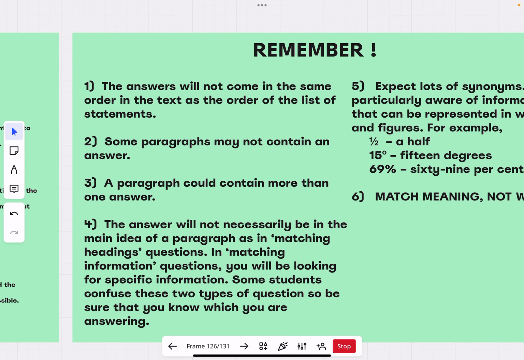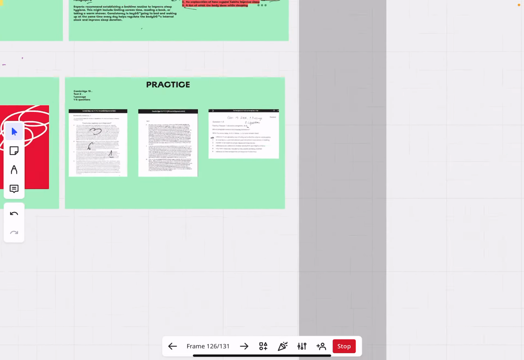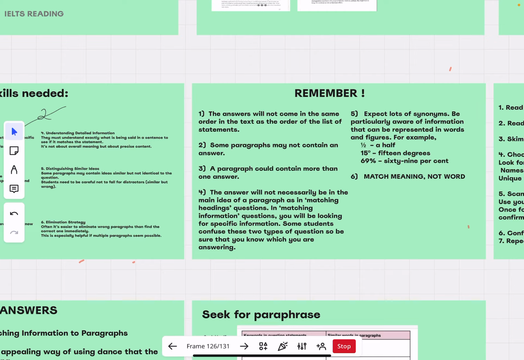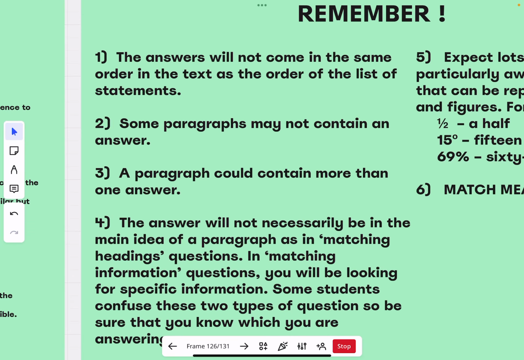Some paragraphs may not contain an answer. Here you can see we have A to G, right? But sometimes there is no information even when you read it. It's unfortunate, but please expect paragraphs that don't have any answer. A paragraph could also contain more than one answer, as I said before. For example, a paragraph might have the answer for the second, fourth and sixth, maybe, because it's IELTS.